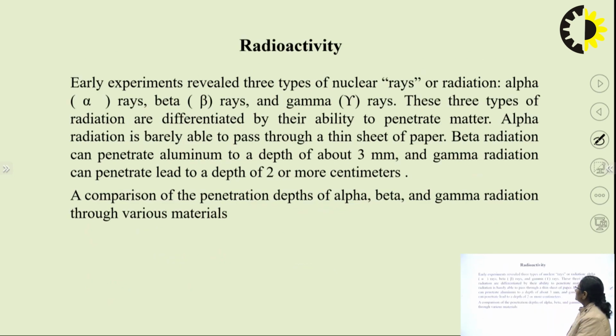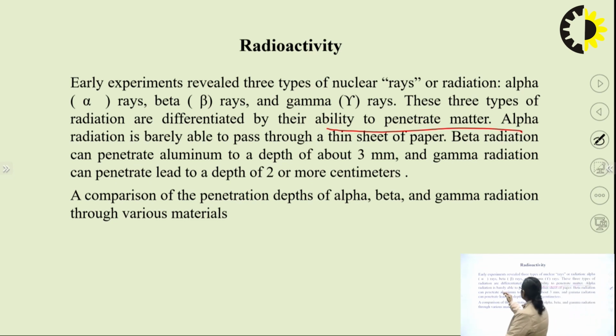Radioactivity. Early experiments revealed three types of nuclear rays or radiations. These three types of nuclear rays or nuclear radiations were alpha rays, beta rays and gamma rays. These three types of radiations are differentiated by their ability to penetrate matter.